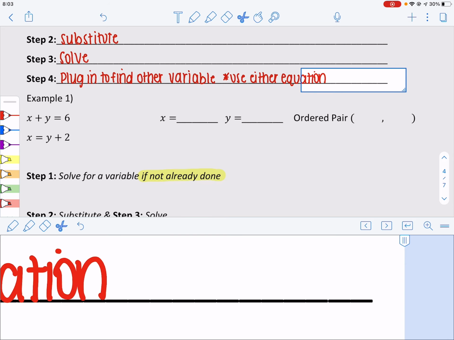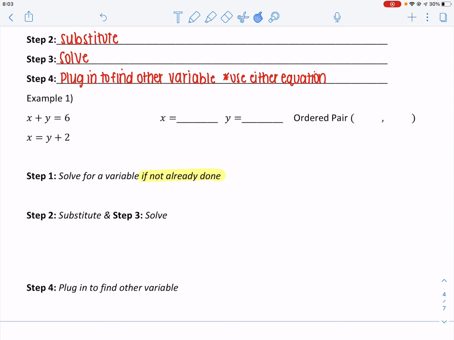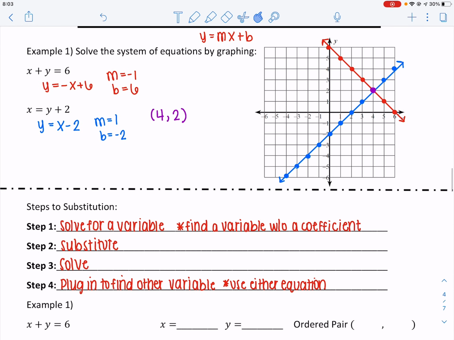And you're going to figure out what y is. Or if you just solve for y, you're going to plug y back in to figure out what x is. All right, so let's take a look at the same example that we just did up here. We know the answer is right here, 4 comma 2, but I'm going to show you how you get it with substitution.